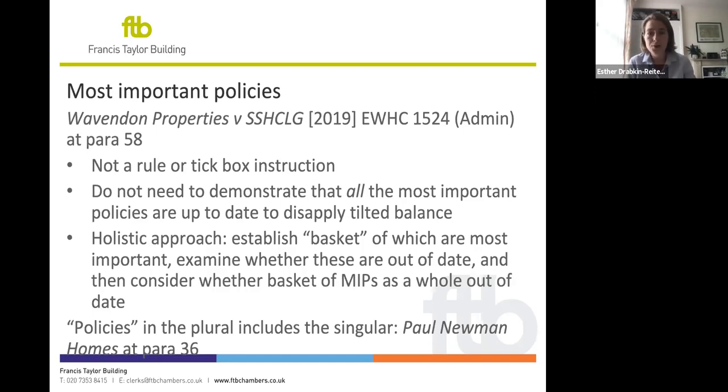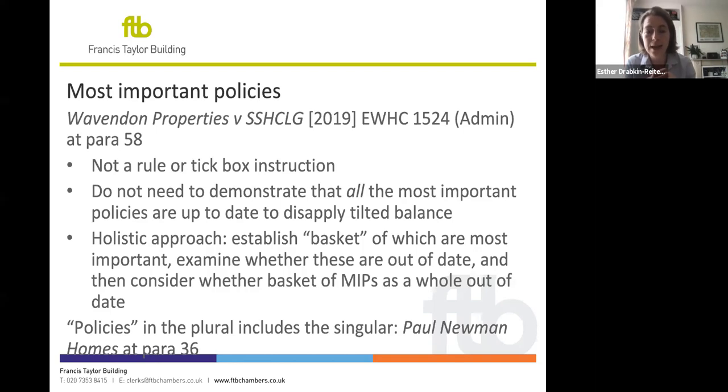balance. So the court said that there wasn't a rule or a tick box instruction when you were considering which were the most important policies and whether these were out of date. And it's not necessary to demonstrate that all of the most important policies are up to date before you can disapply this trigger. So the court also explained that there needed to be a holistic approach, essentially a 3-stage approach.